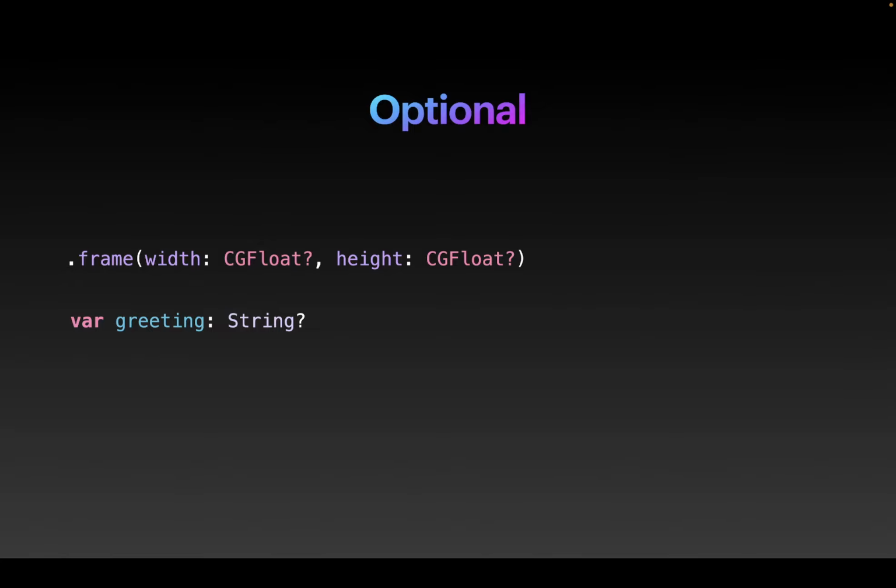Another example is if you have a simple variable named greeting, and the type annotation here is String with a question mark. So it's an optional String.